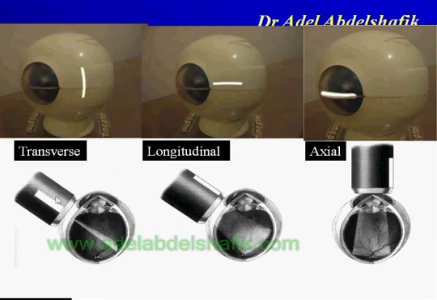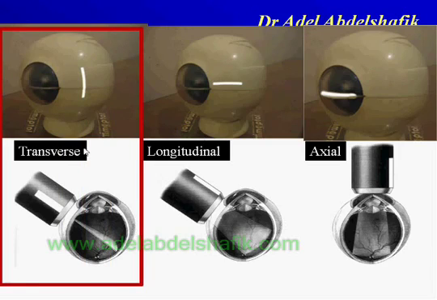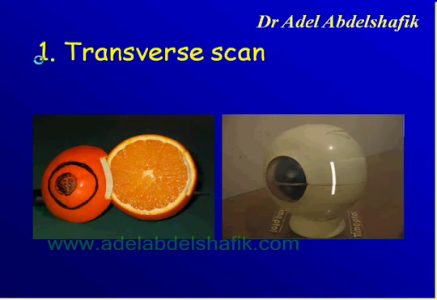I can apply the probe in different positions: a transverse position, a longitudinal position, or an axial position. In transverse position, I'm going to apply the probe here, tangential to the limbus. Say the mark is up here, so the ultrasound will start up, then start to move down. This will give us a transverse section in the structures.